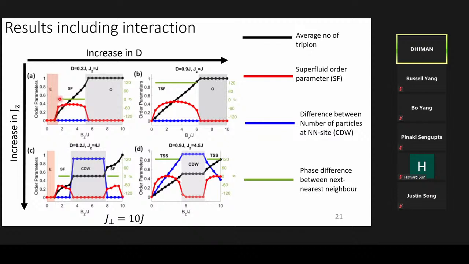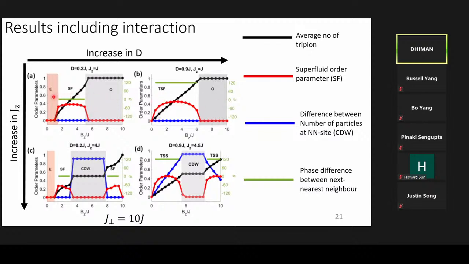And this is not a twisted superfluid because the phase is uniform throughout the system. And if we increase further the DMI and above a cutoff, we get the following phase diagram, where we have a twisted superfluid in place of superfluid.